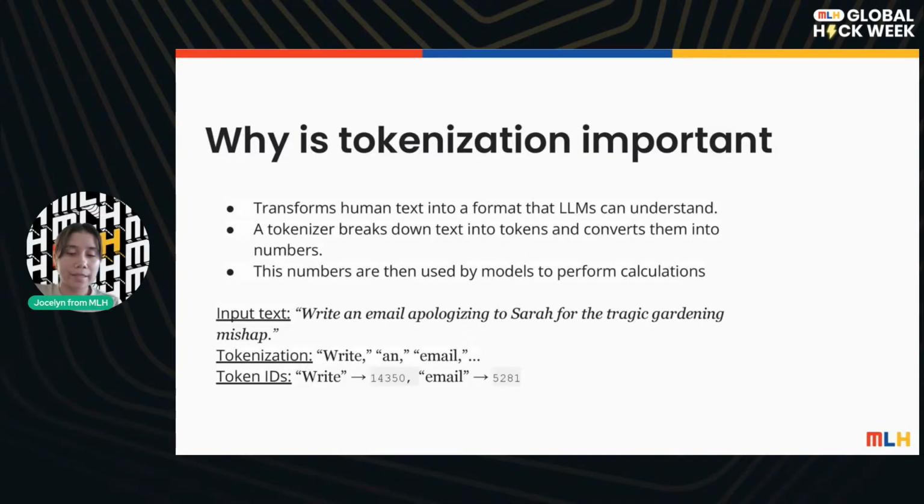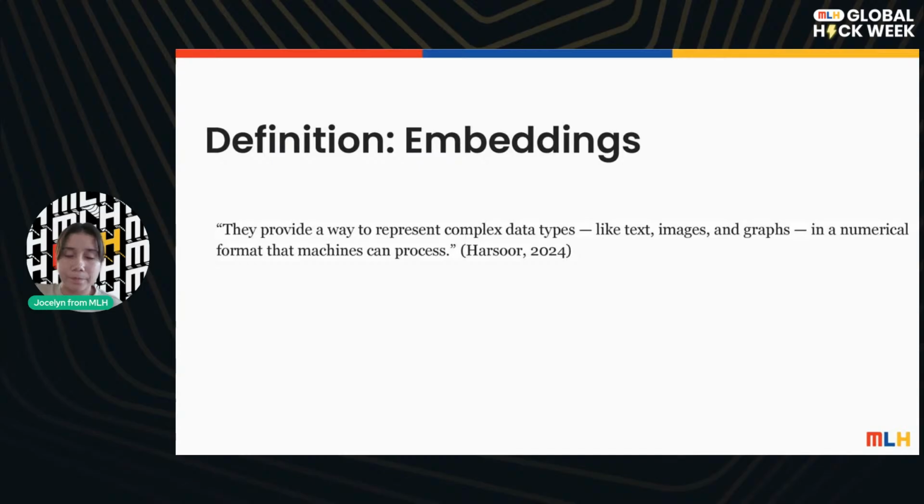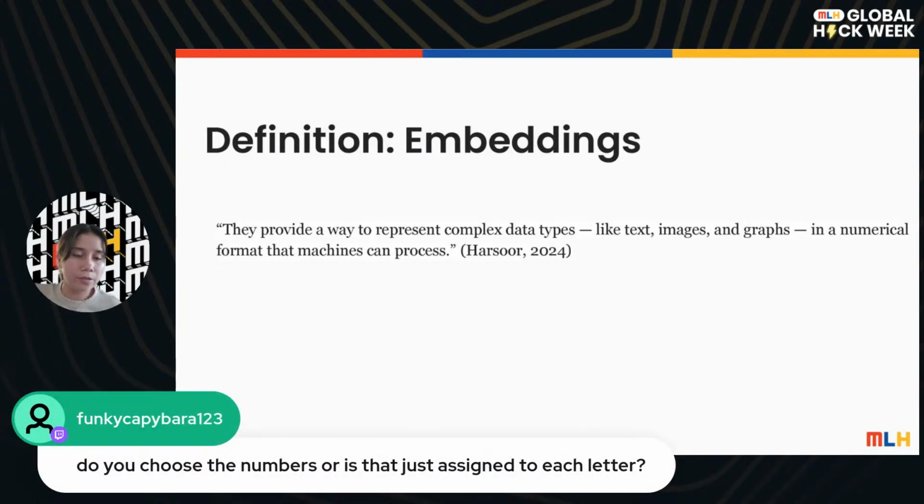Each LLM has different costs. So depending on how many tokens you are using, is how much it's going to charge you. So that's why tokenization is important for LLMs, because it's a way of measuring. And then we have another question. Do you choose the numbers, or is that just assigned to each letter? No, you don't get to pick the numbers. There's a whole math process behind that.